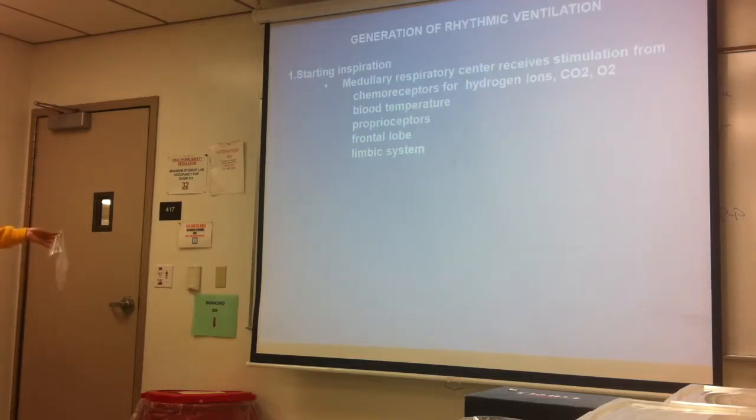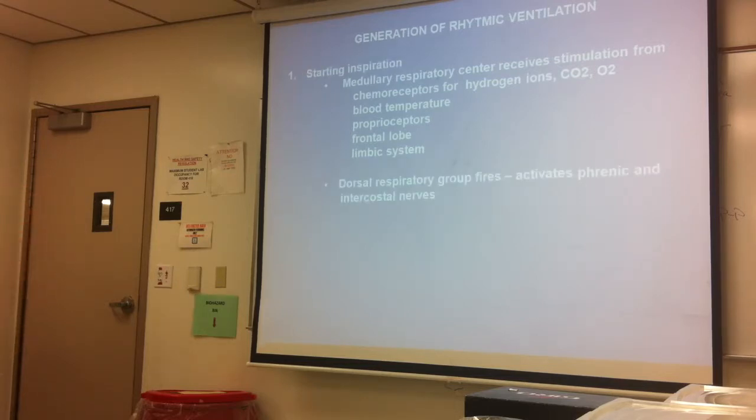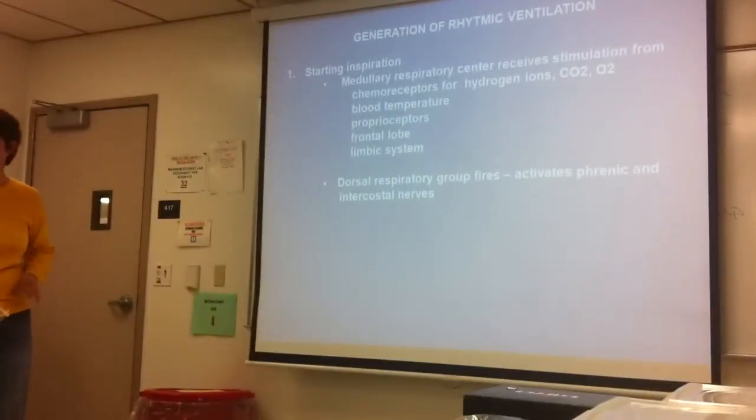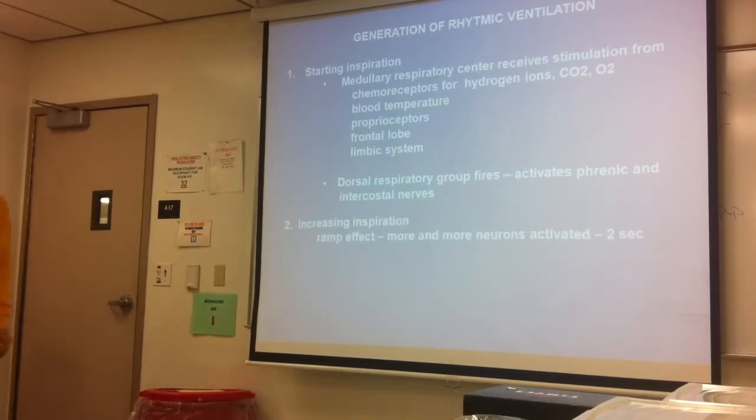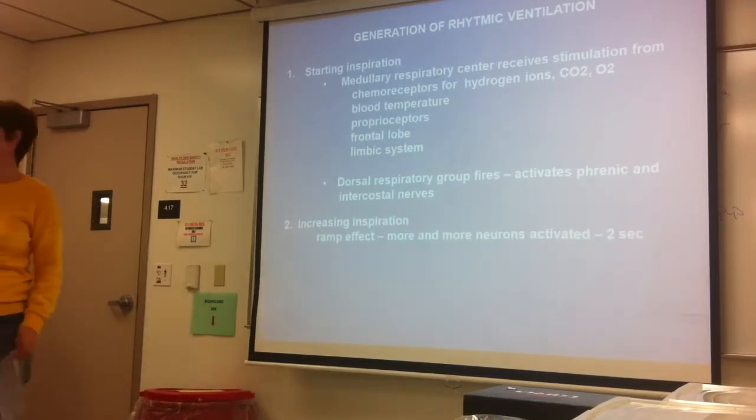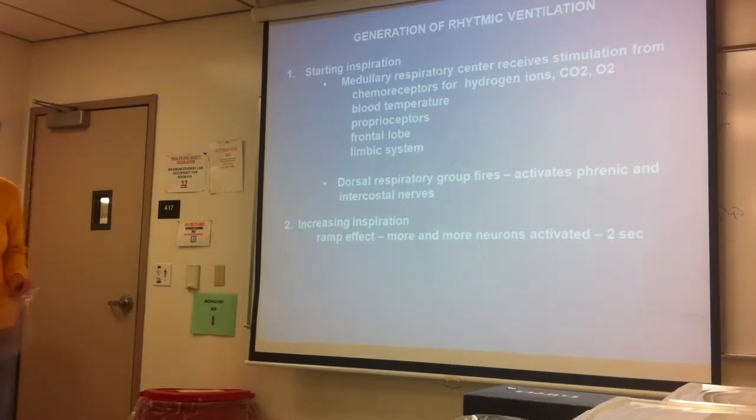So we start breathing. Okay, I'm just going to go through the pattern, and we'll come back and look at the specific nuclei. So we start inspiration, and as we'll see in a few minutes, this is the dorsal respiratory group involved in that. The dorsal respiratory group fires, and that will activate the phrenic nerve and the intercostal nerves. And as we'll see also, there's a ramp effect in that, increasing firing, more and more muscles and fibers involved as the diaphragm lowers even more and the ribs lift up even more. And that lasts for about 2 seconds.